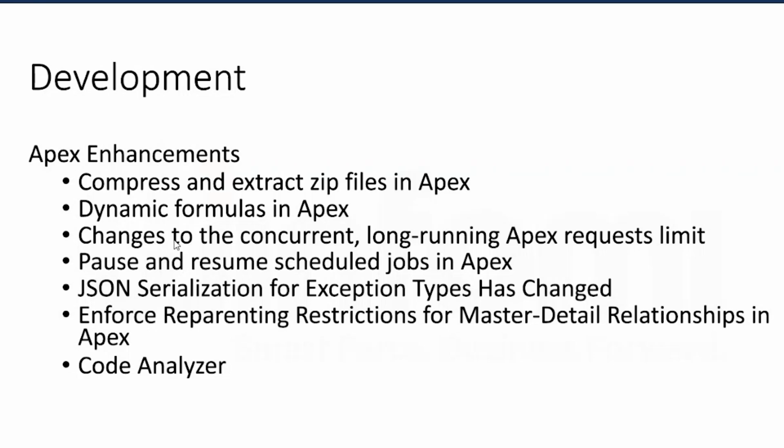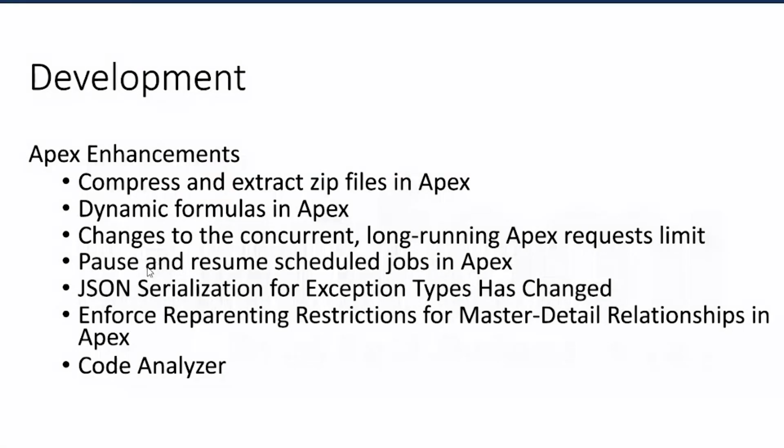Next, we have changes to concurrent long-running Apex requests. Previously, organizations were limited to 10 concurrent Apex requests running that were taking more than 5 seconds. Now it has been improved based on the org licenses. Let's say an org has somewhere around 4,000 licenses. It's mentioned that this transaction limit will be upgraded to 40. So it depends on the license. The minimum is 10, which is currently there, and based on the licenses, it will be updated up to a maximum of 50.